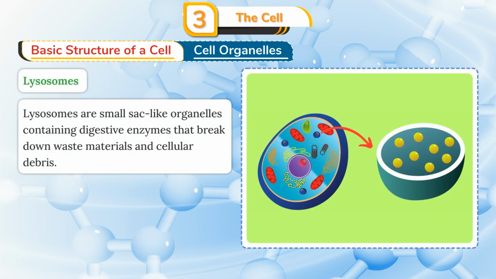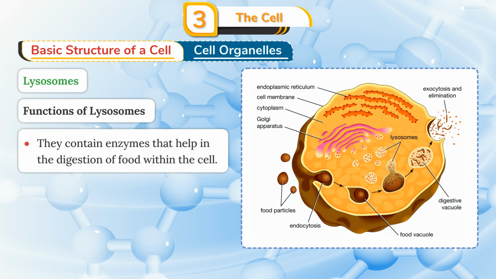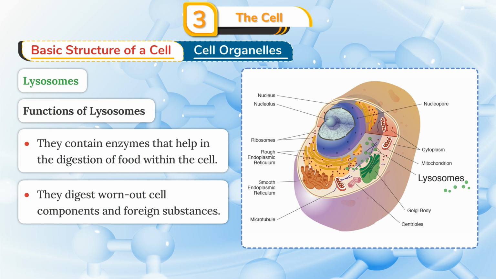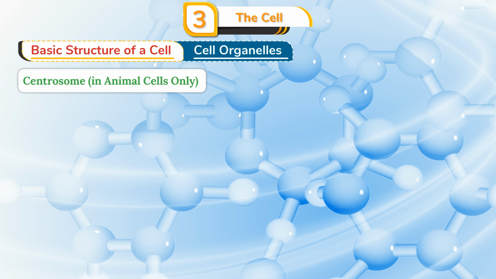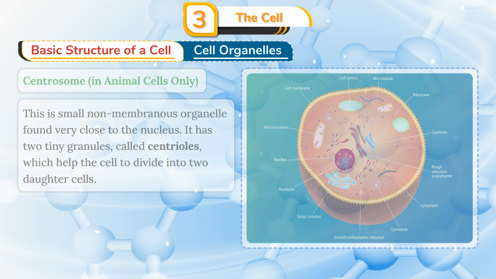Lysosomes. Lysosomes are small, sac-like organelles containing digestive enzymes that break down waste materials and cellular debris. Functions of lysosomes. They contain enzymes that help in the digestion of food within the cell. They digest worn-out cell components and foreign substances. Centrosome, in animal cells only. This is a small, non-membranous organelle found very close to the nucleus. It has two tiny granules, called centrioles, which help the cell to divide into two daughter cells.